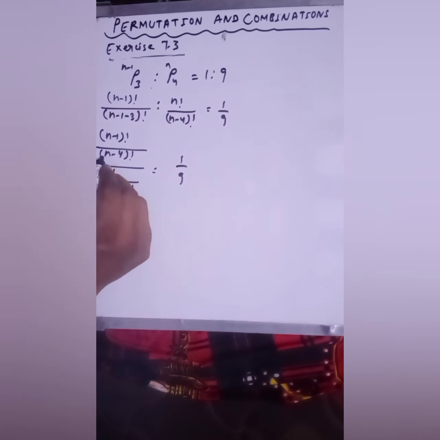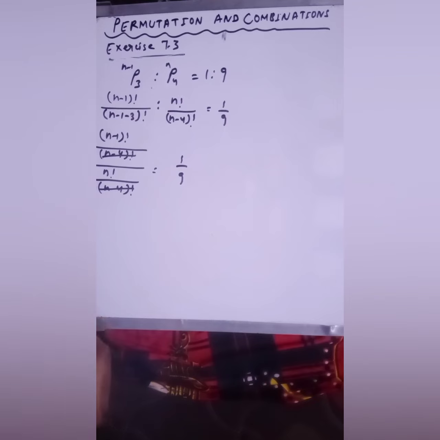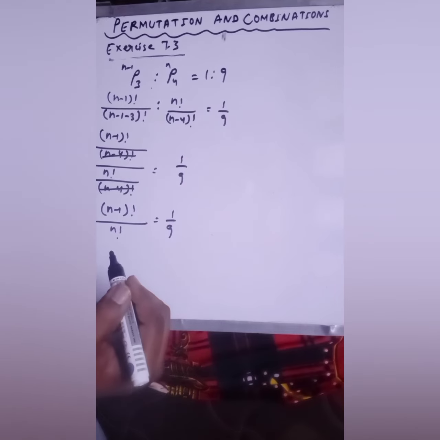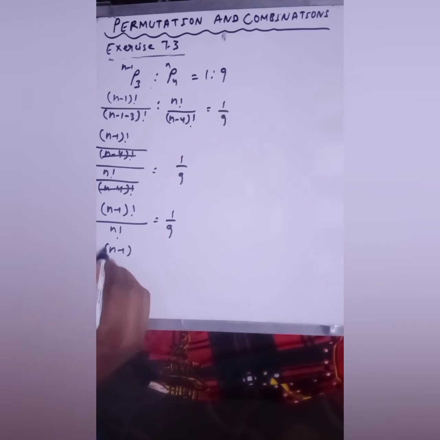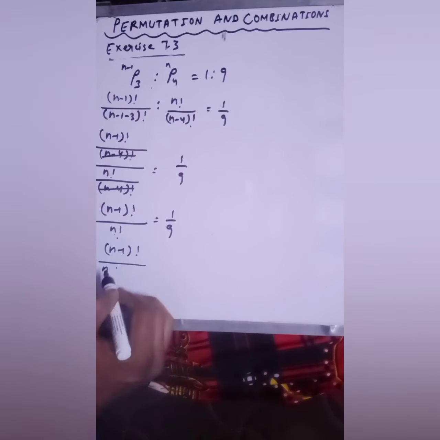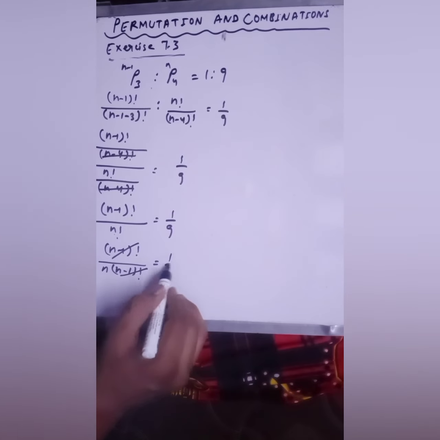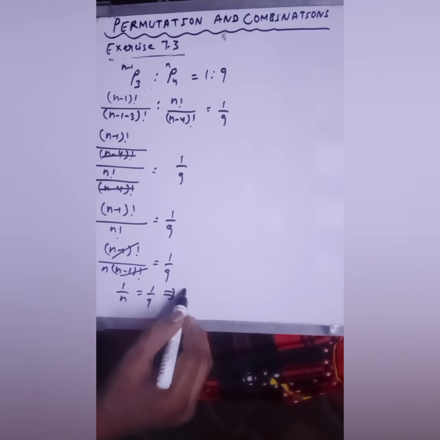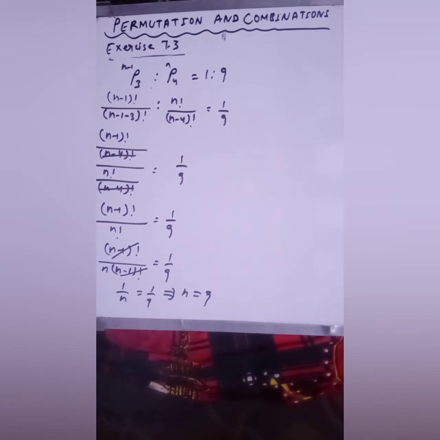This (n minus 4) and (n minus 4) will cancel out, and here you will get (n minus 1) factorial over n factorial, that is equal to 1 by 9. Are you getting it? This n factorial can be written as n times (n minus 1) factorial, because one step we have to decrease. So both are the same, so just cancel them, cross multiply, you will get 1 by n, that is equal to 1 by 9. So when you solve, your n will be 9. This is how you can get the value of n.